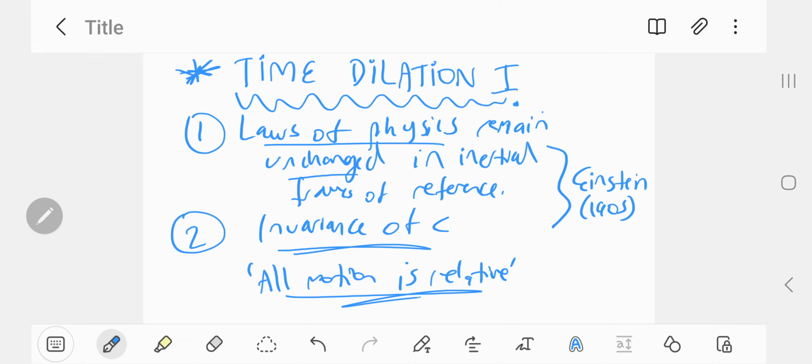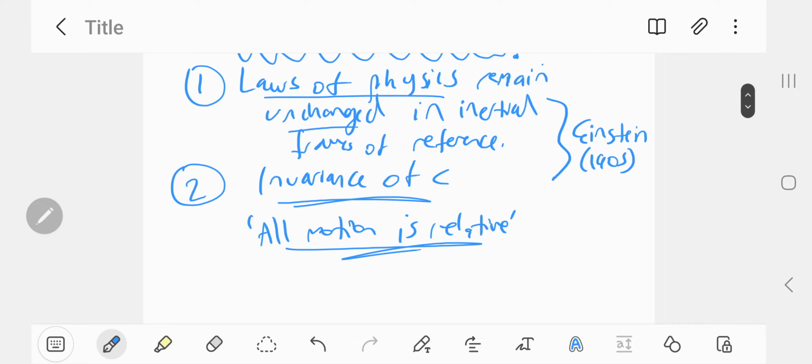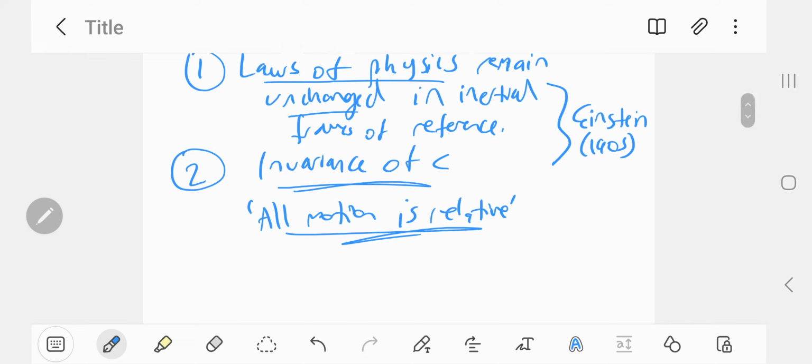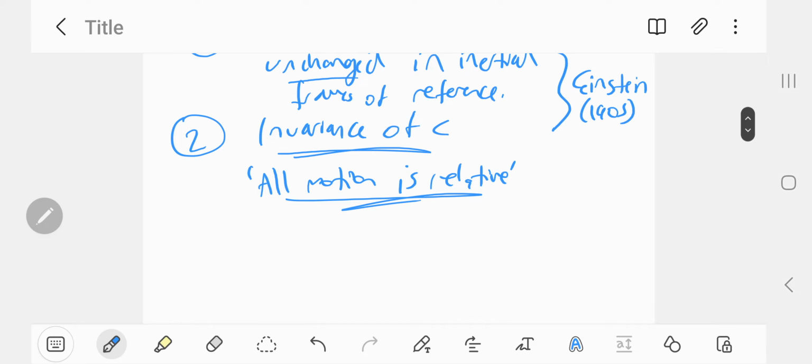You can only say that something is moving with respect to something else, relative to something else, and not that there's something which is actually at rest, as Newton believed, this master clock in the universe sitting out there in the universe. In the HSC, we'll be exploring four of the main consequences of Einstein's special relativity.